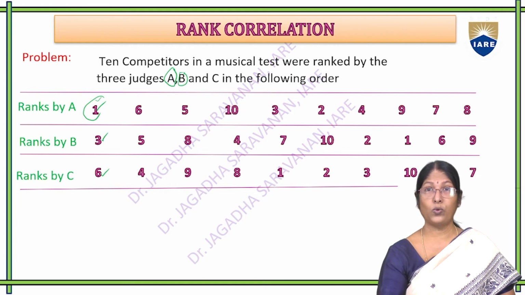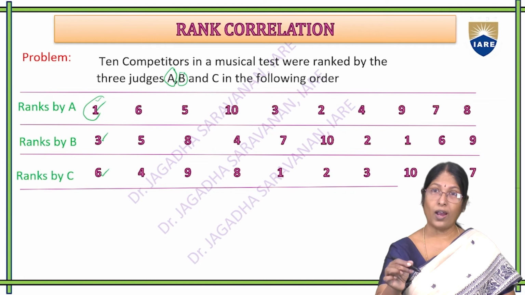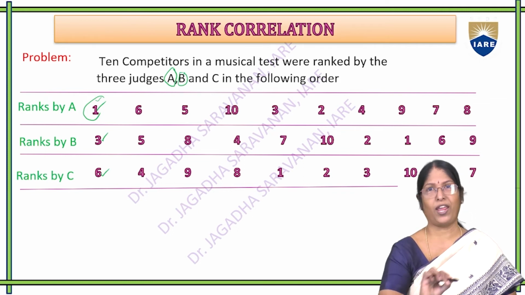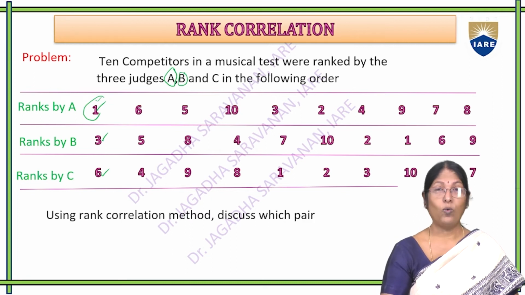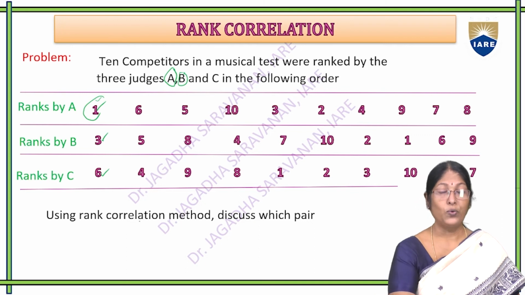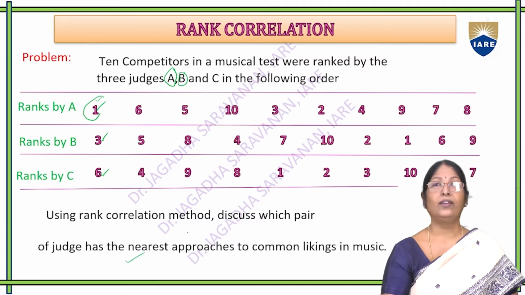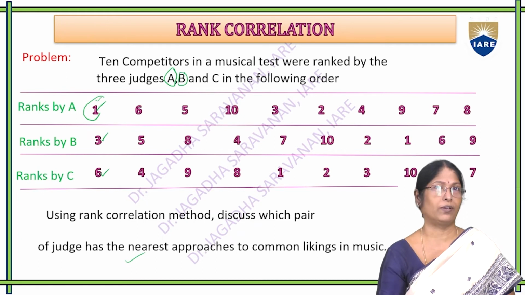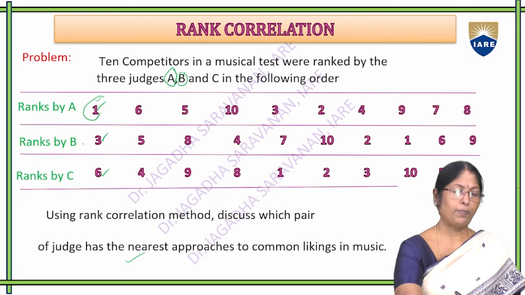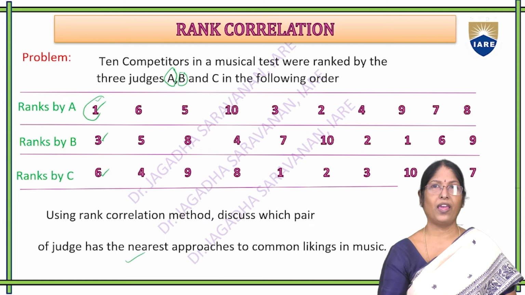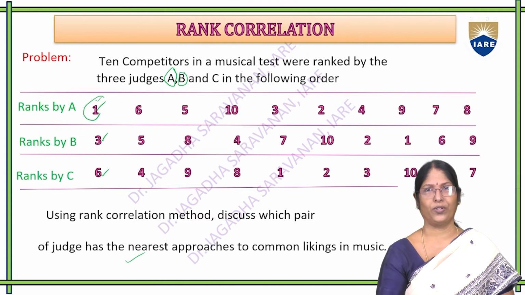So the question is given to us based on this. Now we understood on what basis the question is framed. What they are asking us to find: using the rank correlation method, discuss which pair of judges has the nearest approach to common likings in music. Which pair, A and B, or B and C, or C and A? Who has more liking in the music? That is our question. 3 variables are there: A, B, C. With more than 2 variables, how to find a rank? We are going to discuss now.